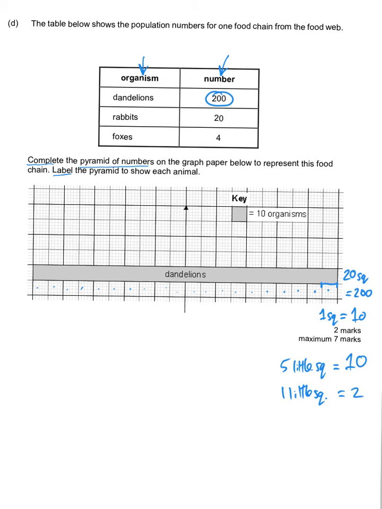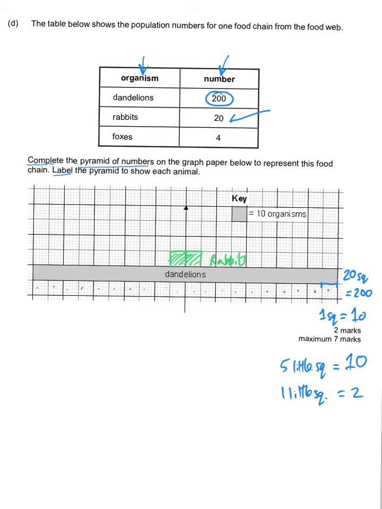So now we've decided on our scale. We need to do rabbits next, and rabbits is 20, and 10 was 1 big square, and so that means that 20 is going to be 2 big squares, and so that's going to be my rabbit area here. So 2 big squares wide, and I'll just shade it in so you can see exactly where I've put it. And we need to label it, and so I'm going to label that rabbits.